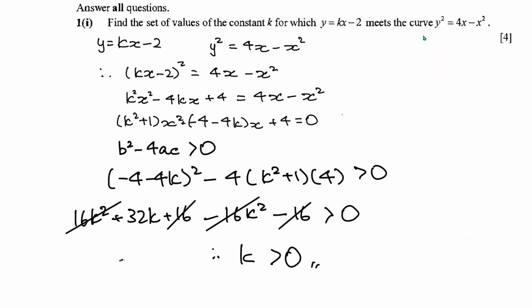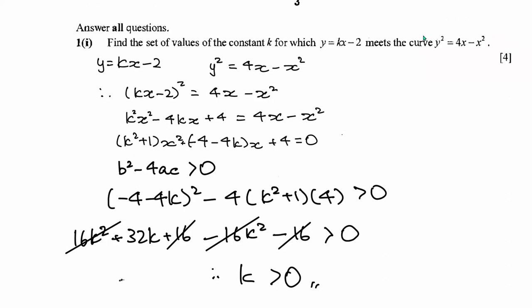Paper 1, let's see. Okay, you already did halfway. I'll just mark it. Haven't had enough time to read it. What do you do? Find the set of values of a constant k for which y equals kx minus 2 meets the curve. So you just sub in the y with kx minus 2: x squared equals 4x minus x squared. Open up the bracket, (a minus b) squared, a squared minus 2 times kx times 2 plus 2 squared. Okay, good. So bring the x squared over, get (k squared plus 1) x squared minus 4kx minus 4x is minus (4 plus 4k) times x plus 4 equals 0.